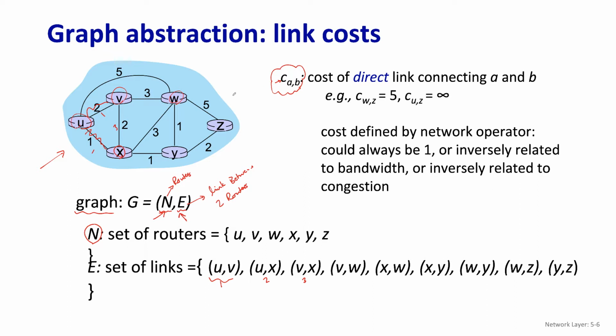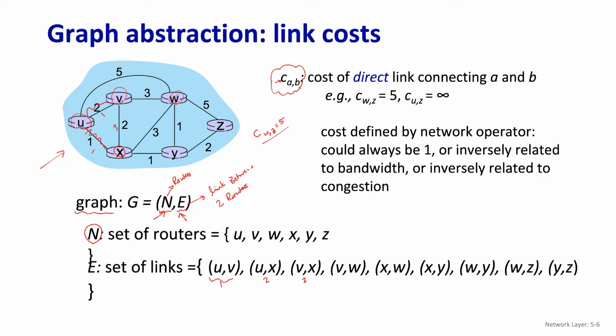Okay? So the cost from A to B, this is the representation here. So we can say that the cost from W to Z, or C from W to Z, is equal to 5, right? This is if you have a direct connection between W and Z. But what if you are trying to access some nodes that are not a direct connection?